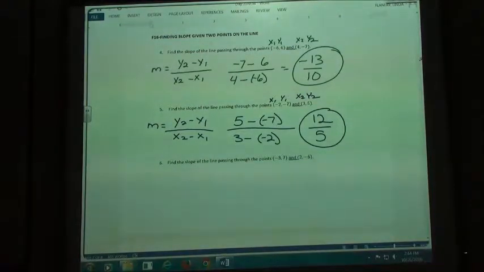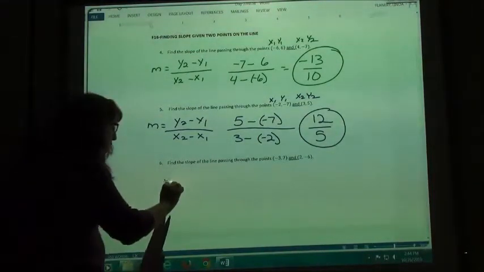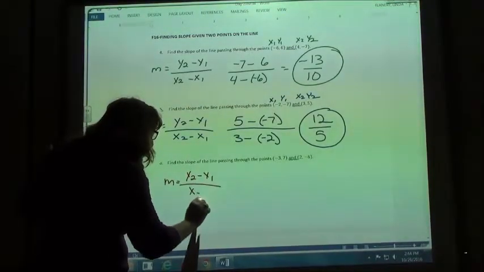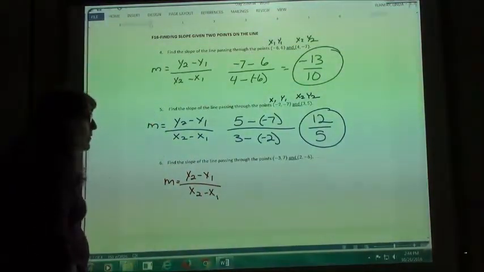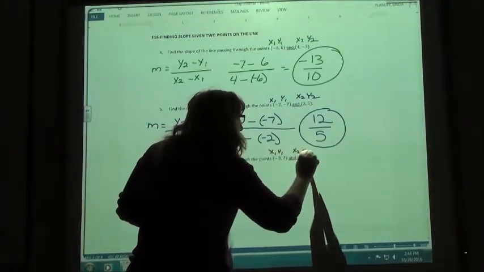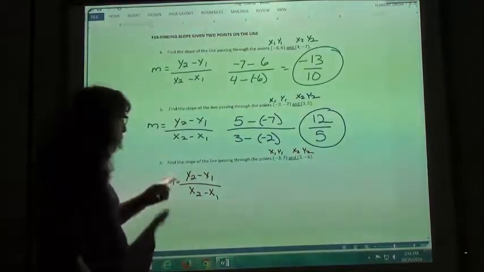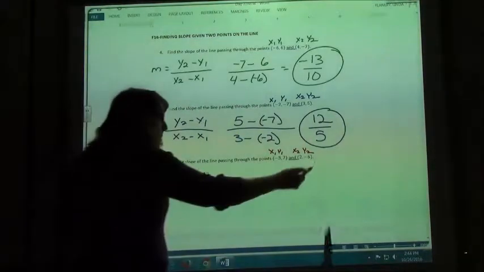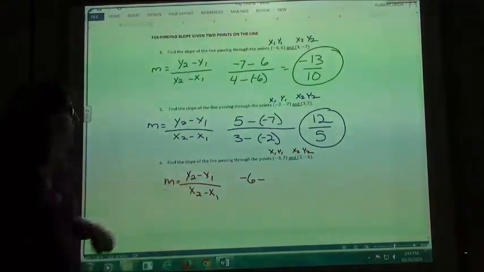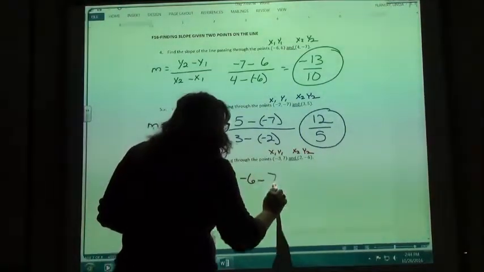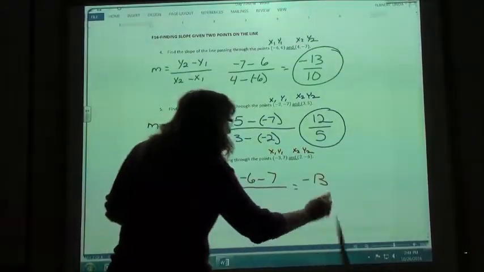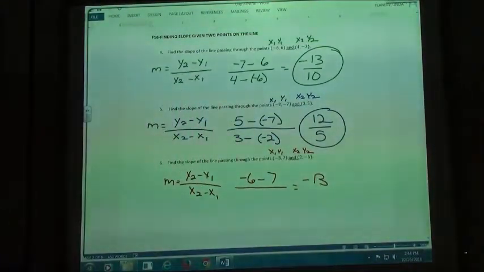And so on the third one, again, I'm going to find my slope. Y sub 2 minus y sub 1 over x sub 2 minus x sub 1. Here's my point 1. Here's my point 2. So the y value from point 2, negative 6. I'm going to subtract the y value from point 1, which is a 7. Negative 6 minus 7 is negative 13.